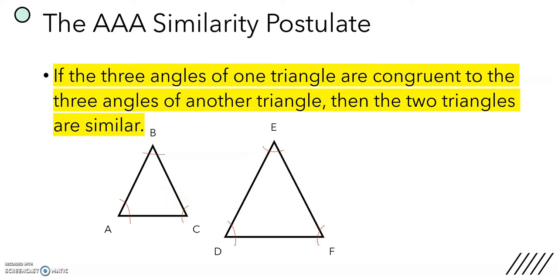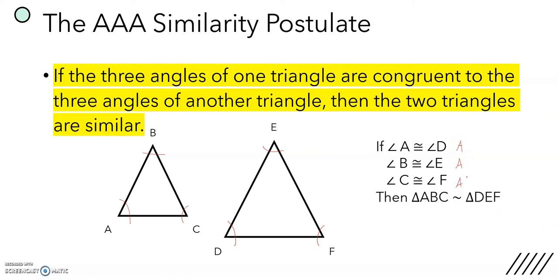Once you have the corresponding angles, you can now say that angle A is congruent to angle D, angle B is congruent to angle E, angle C is congruent to angle F. Since you already have three A's here, so you have the first, second, and third A's, we can now say that triangle ABC is similar to triangle DEF.